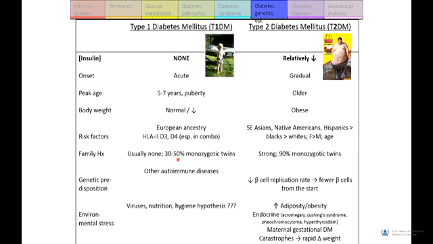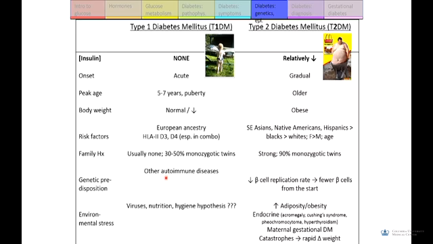There's a strong genetic correlation for both of these diseases, about 30 to 50% for type 1 diabetes, and up to 90% for type 2 diabetes. It's a bunch of genes that together combine to create this genetic predisposition.